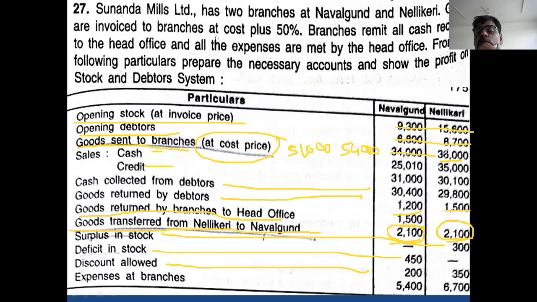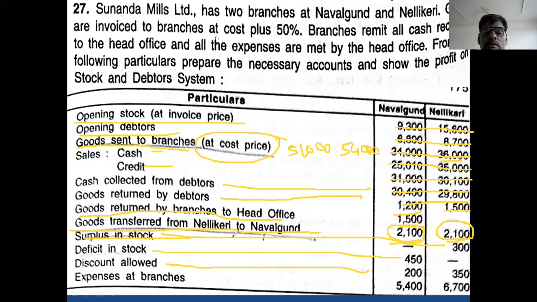Goods sent to branch, stock account debit side. Cash sale by cash sale. Then credit sale by debtors account. Next collection from debtors by bank. By return to head office, to branch stock account, to debtors in the stock account. Like that, you draw debit side 2 column, credit side 2 amount column. First amount column Nawalgund, second amount column Nallikeri. And items you write according to the items.